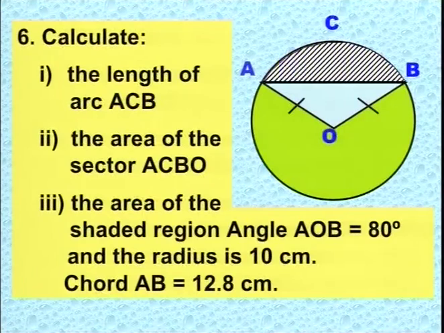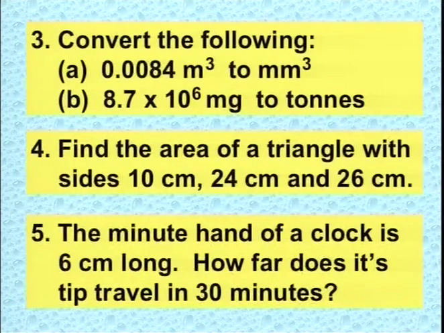All right, then first, question 4. Peter. Find the area of a triangle with sides 10 centimeters, 24 centimeters, and 26 centimeters.